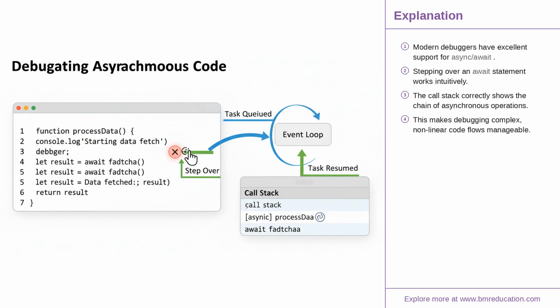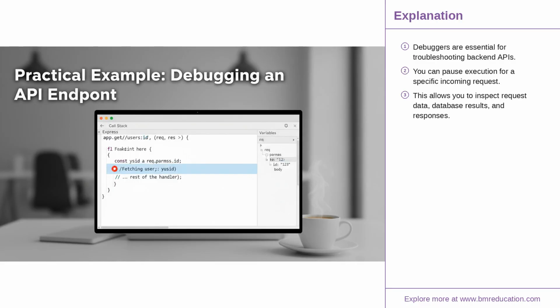Let's apply this to a real-world scenario: debugging an Express API endpoint. Imagine a /users/:id route is returning the wrong data. You can place a breakpoint at the start of the route handler. When a request hits the endpoint, execution will pause. You can then inspect req.params.id to verify the input. Step over your database query and inspect the result before you send the response. This lets you pinpoint if the issue is with the input, the query, or the data transformation.